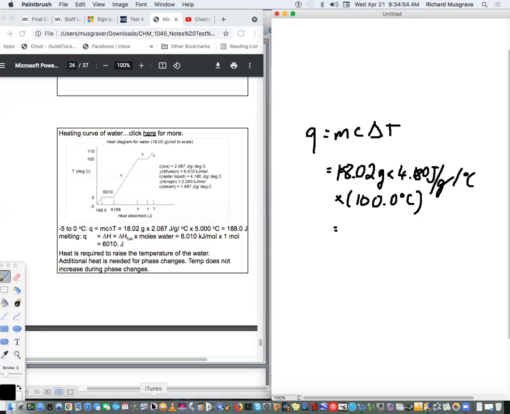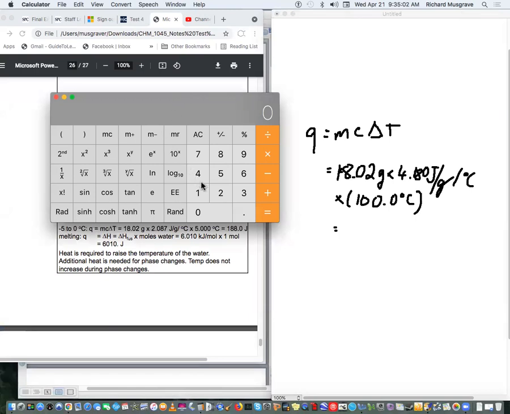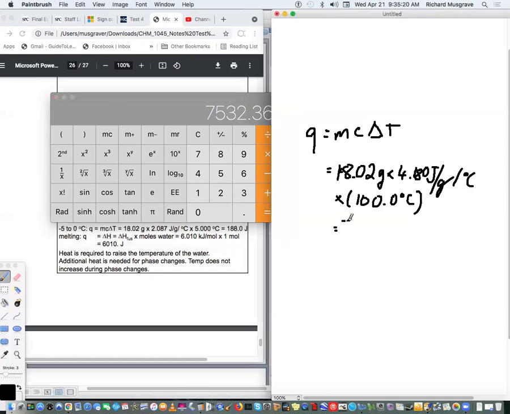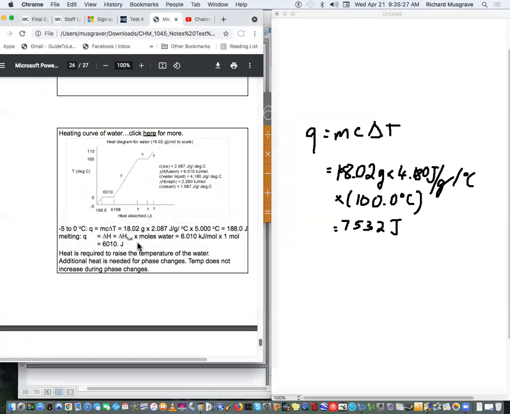Let me go ahead and do that calculation here. I don't know if I've done it on the screen here. I don't think I have. So 18.02 times 4.18 times 100. So that would be 7532 joules. So what that represents is the heat absorbed while the liquid is in the water state. So that's that value right there.